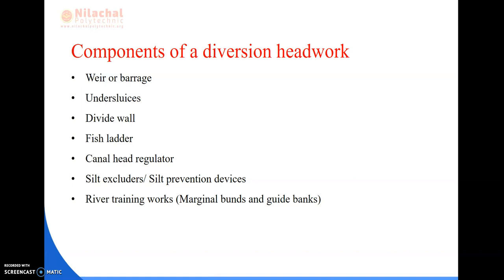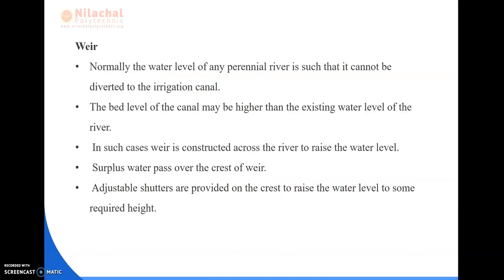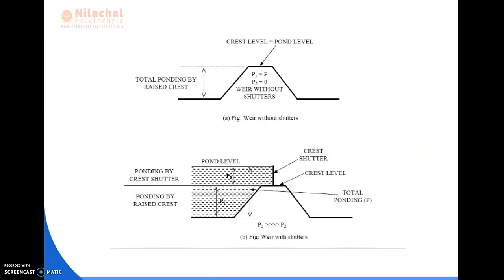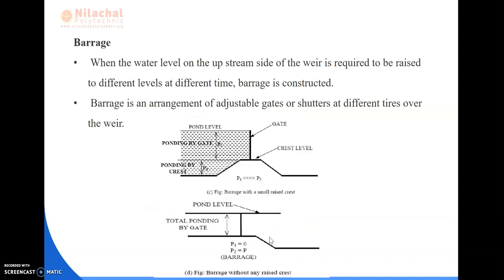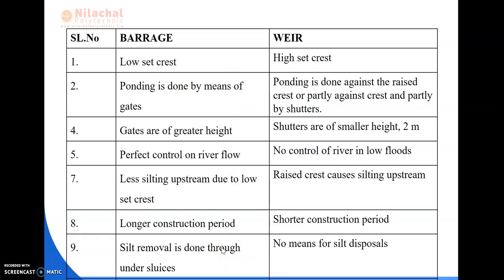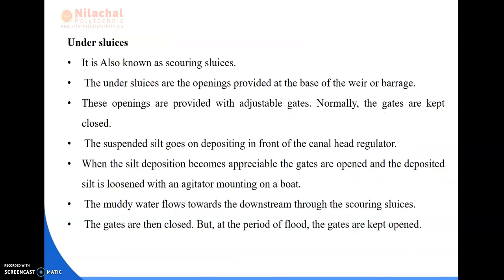Okay. So as all of us know, in the components of a diversion head work, we have also discussed the weir or barrages. I have also shown you the pictures of weir. This is the weir without shutters, and this is the weir with shutters, and this is the barrage. Here you can see a small crest, which is also a type of shutter, and this is without any raised crest. Okay. So we have also discussed the difference between the barrage and the weir. Next we will be discussing today undersluices.